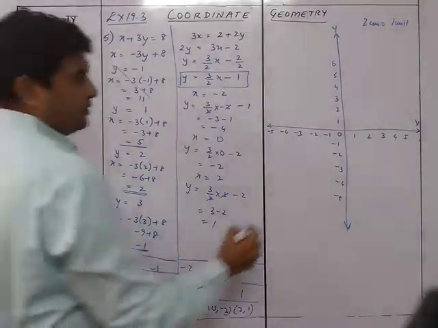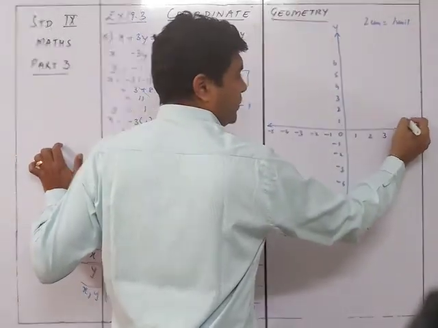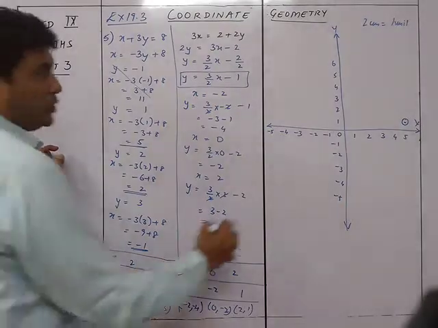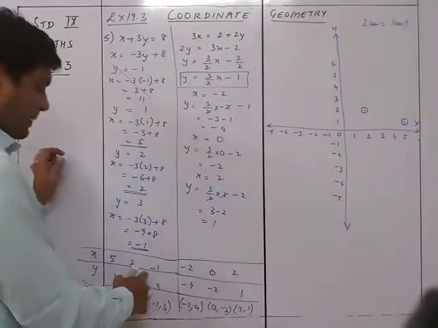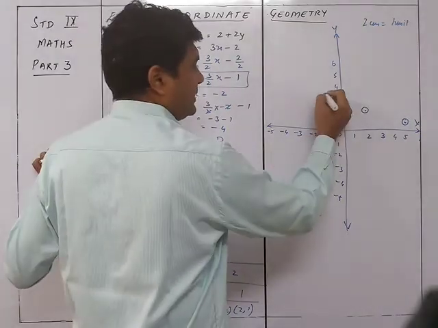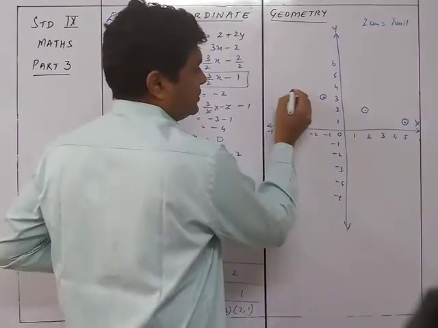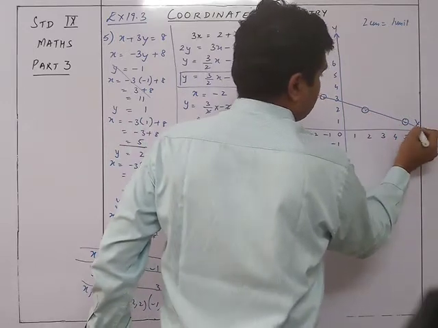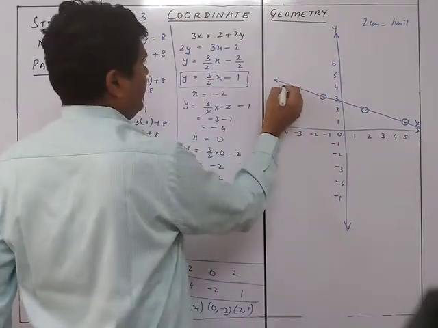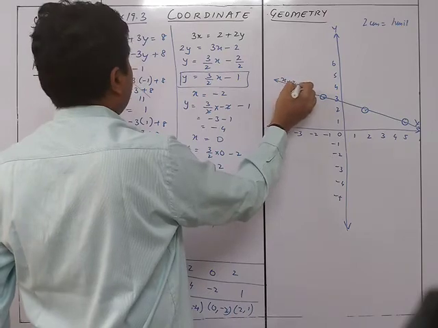5 comma 1 is a point over here. 2 comma 2 is a point over here. And minus 1 comma 3 will be a point over here. So this gives you the first line like this. So this will be the first line, which is x plus 3y is equals to 8.